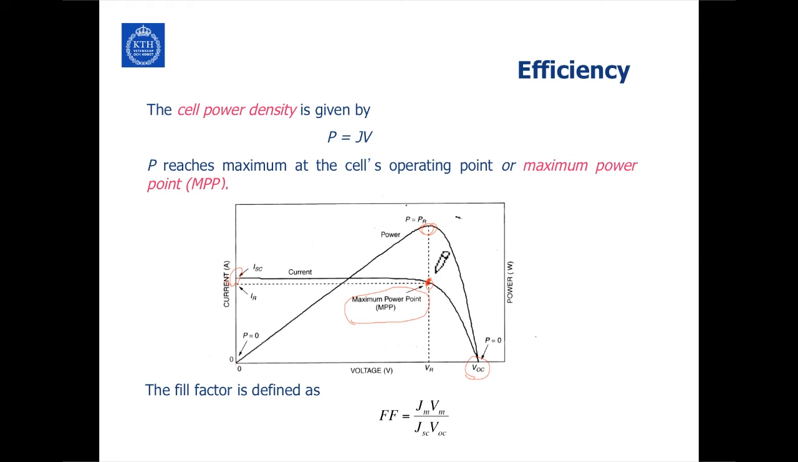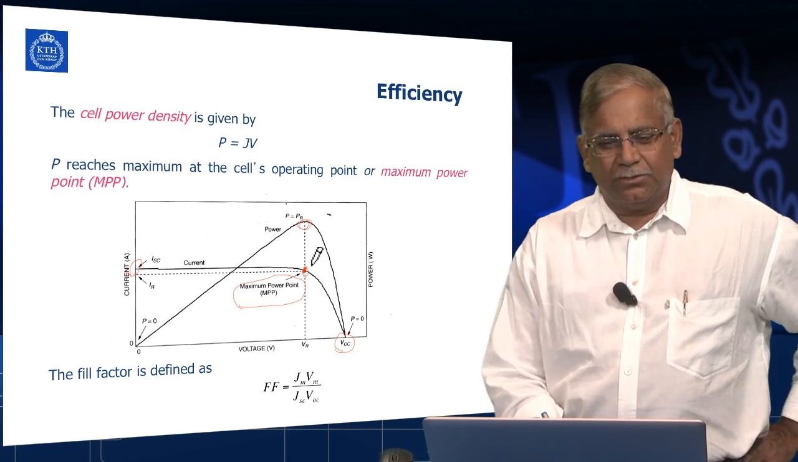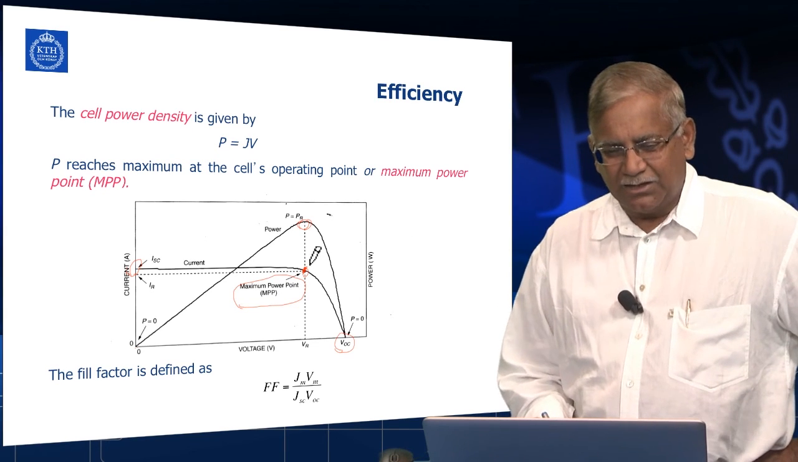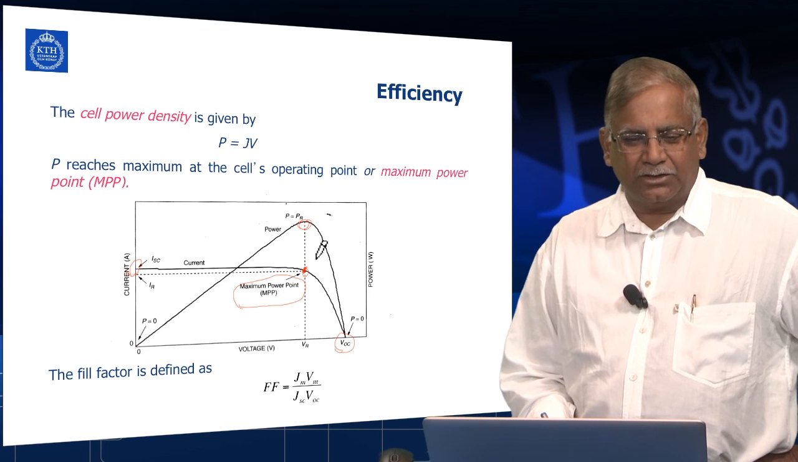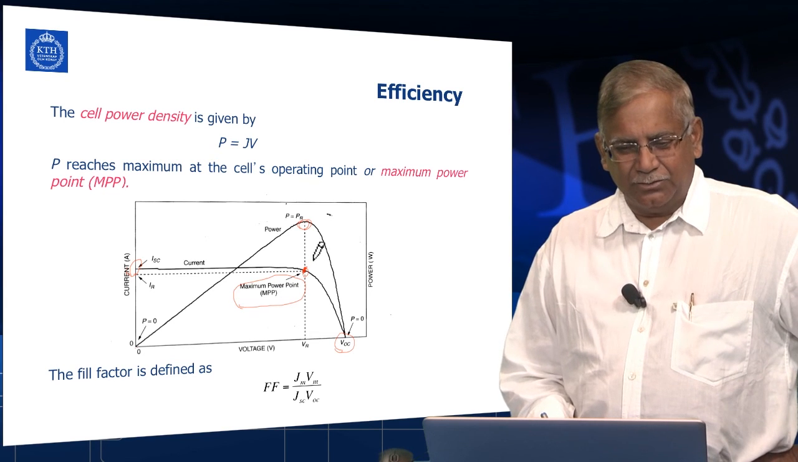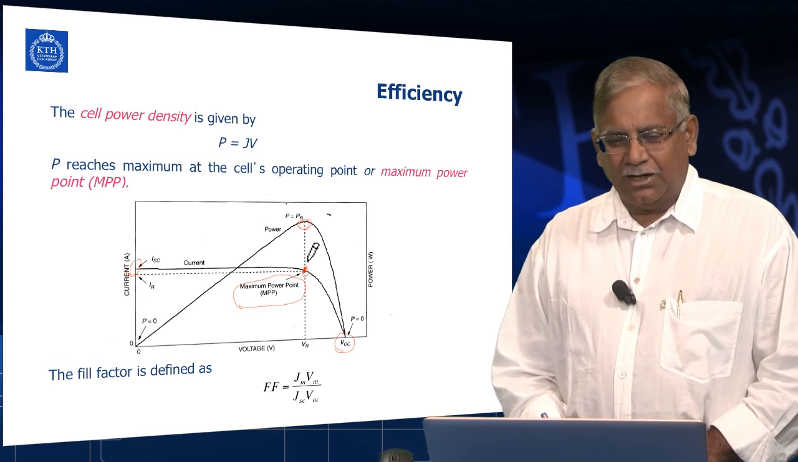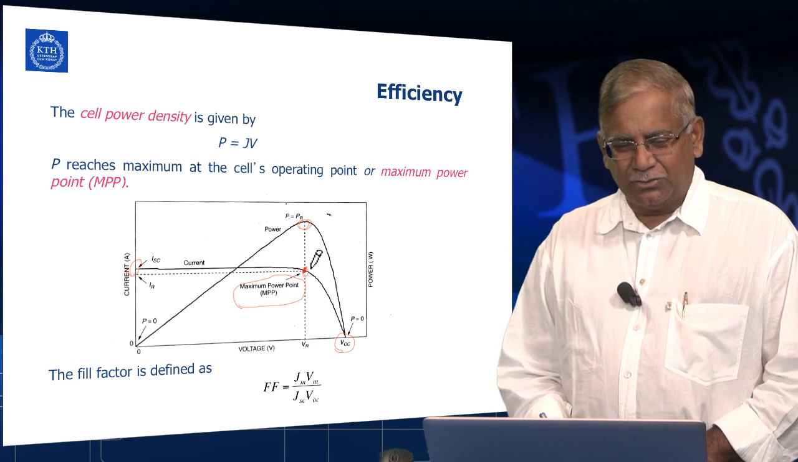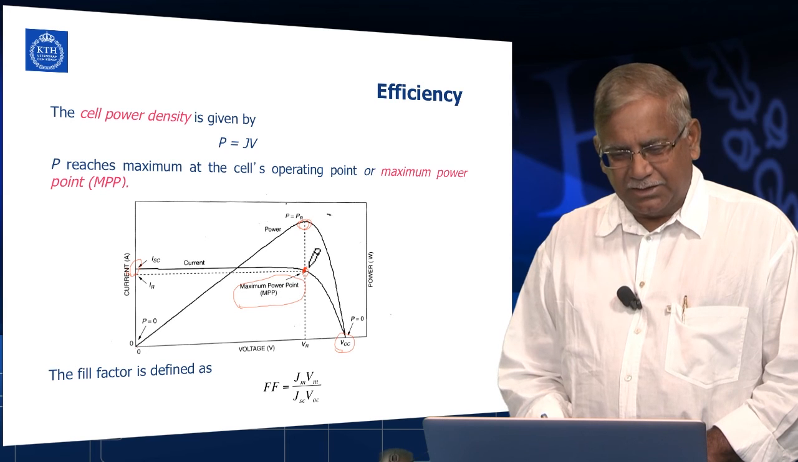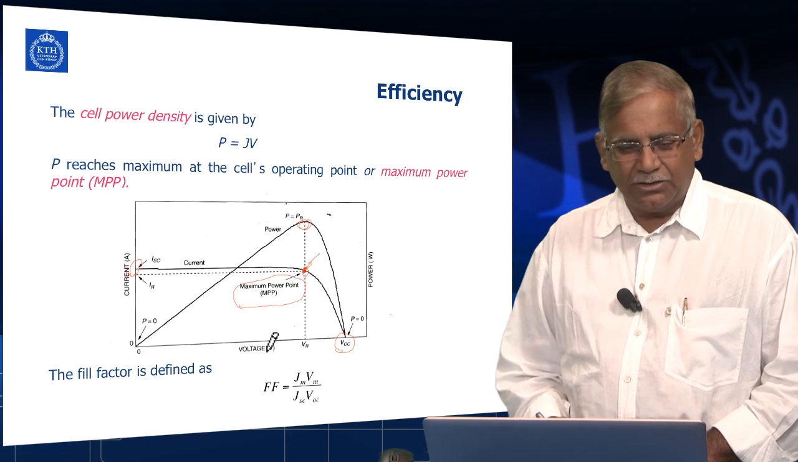This is called the maximum power point, and this plays a very important role in solar cells, because we like to operate always at the maximum power point condition. So, in fact, when you are connecting the modules and the intensity of the light is changing, it is always trying to operate at the maximum power point.